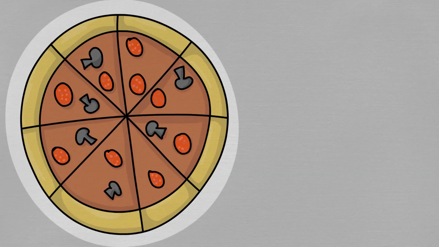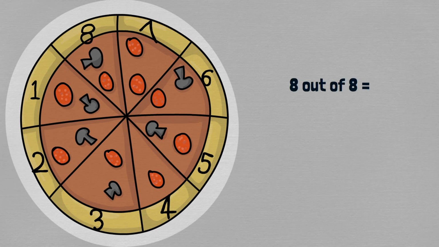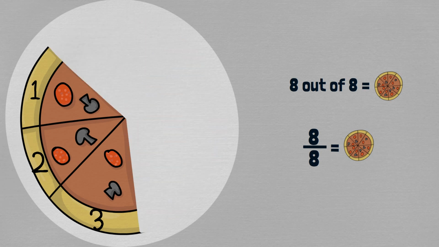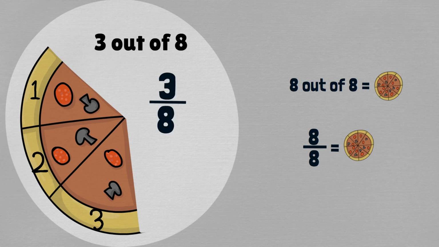When we talk about fractions, we usually think of it as part of a whole, or a certain number of equal parts. For example, if we have one pizza and we cut it into 8 equal parts, then all 8 parts, if put back together, would give us the whole pizza again. 8 out of 8, or 8 over 8 equals 1. However, if we ate 5 pieces, then we would be left with only 3 of the original 8 pieces. 3 out of 8, or 3 over 8.